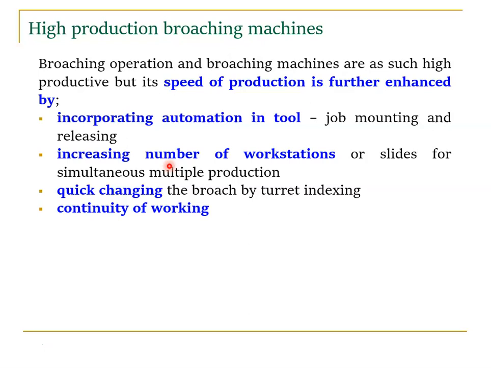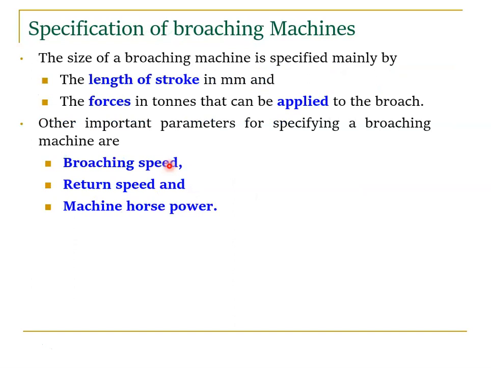Already the production rate is high compared to other machines, but if you want to enhance it further, you need to incorporate these 4: automation in tool, increased number of workstations, quick changing, as well as continuity of working, right? So the next topic is specification of broaching machine, right?